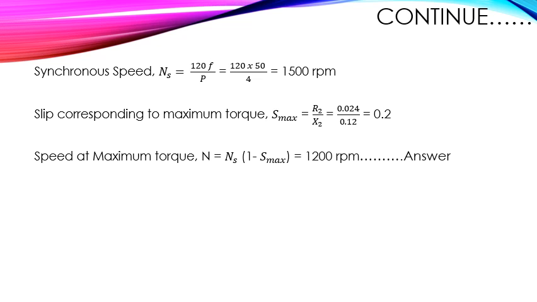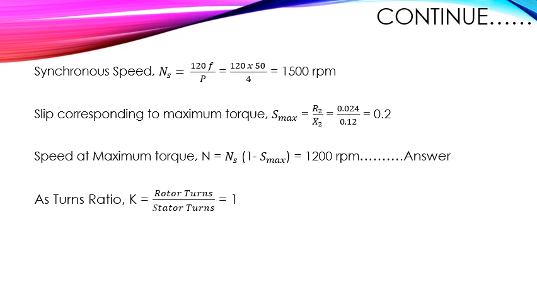Then speed at maximum torque: put the value of slip corresponding to maximum torque in the equation Ns(1 minus s). So in place of s, put here s max. So we'll get the speed at maximum torque, and that is 1200 rpm.